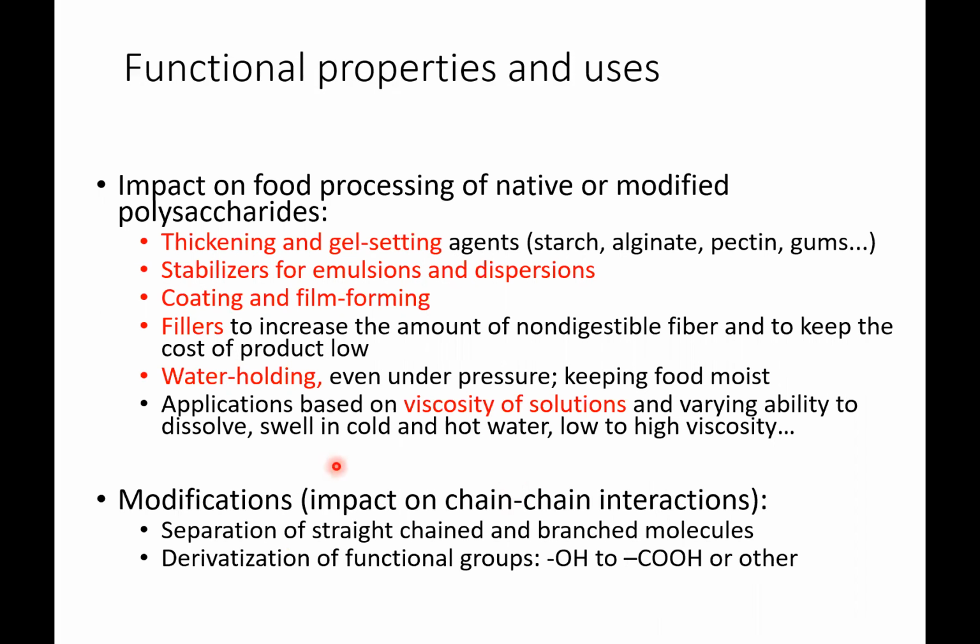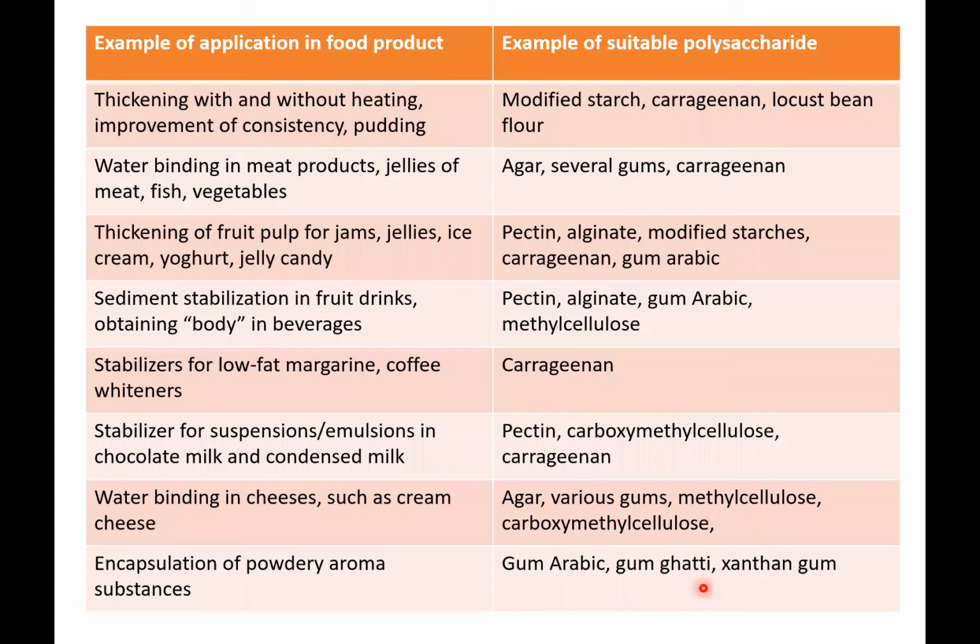You can have modifications. You can separate straight chain and branched molecules in some cases. For example, in starch, you can separate the straight amylose from the branched amylopectin, or you can derivatize and make the composition a little different. So you have options here, and it's done quite a lot.